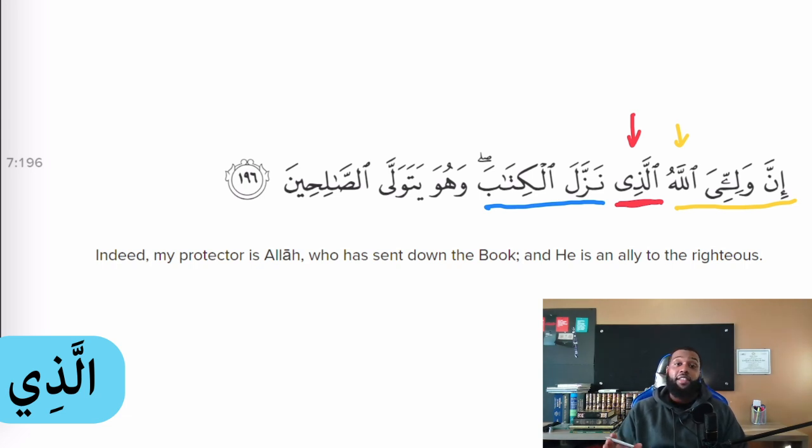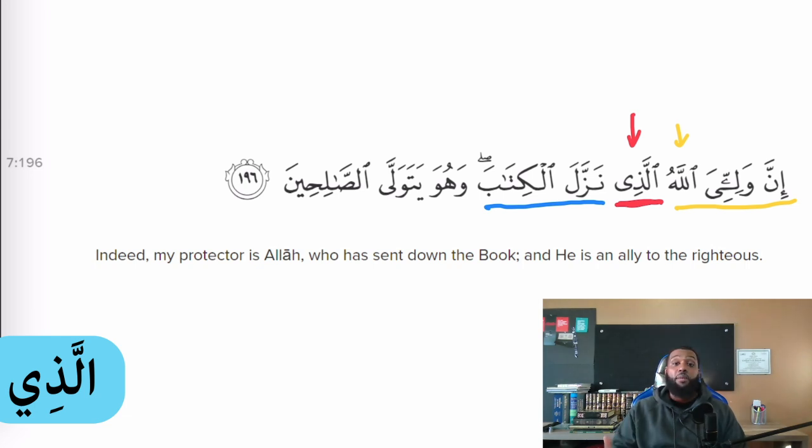Now, alladhi doesn't show the common sign of an ism in the state of rafa, right? But it's in the state of rafa. It's definite, it's singular, and it's masculine grammatically, right? And again, this is the most basic common usage of the ism mawsul within a nominal sentence, right? Because that's what we're focused on here primarily, is nominal sentence structure. We're focused on the noun in this portion of the text.